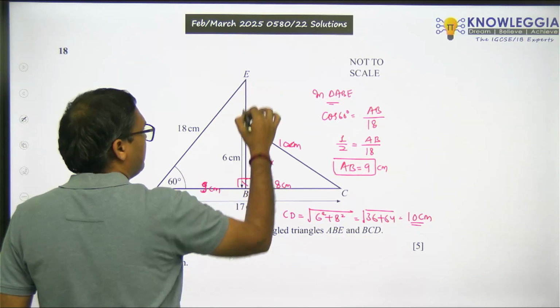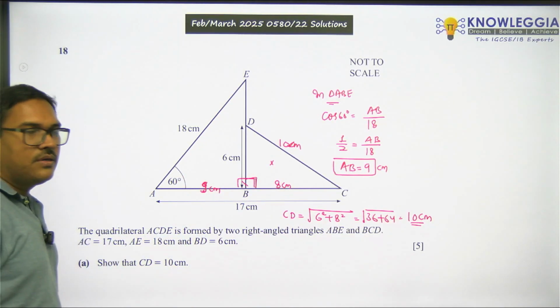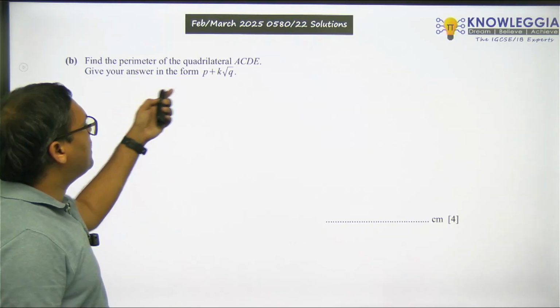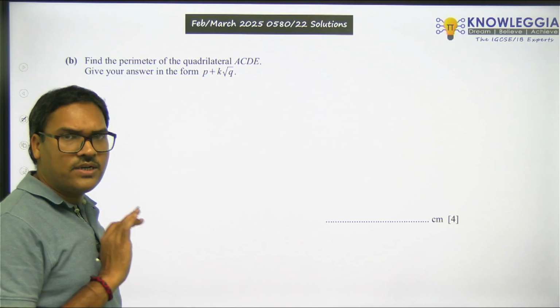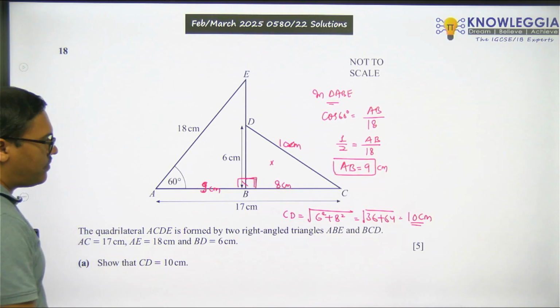ACDE. You have to find the perimeter. And you have to give the answer in the form P plus K root, that is, in terms of surds. So now just observe.